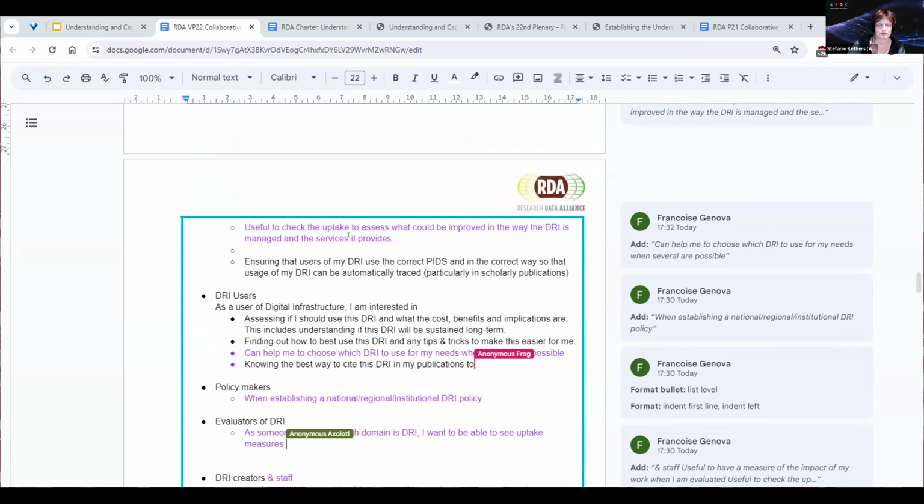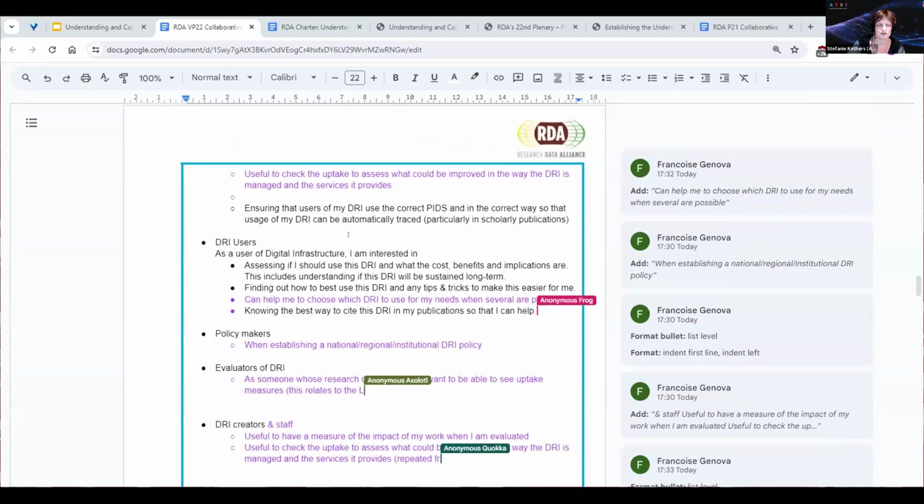Oh, great. Evaluators of DRI. That's actually, yes. We hadn't gotten that there, I don't think.